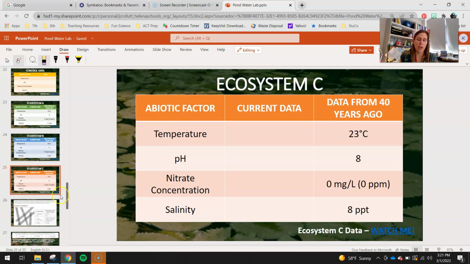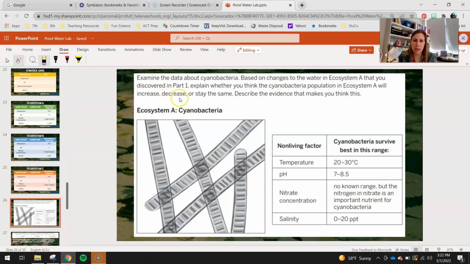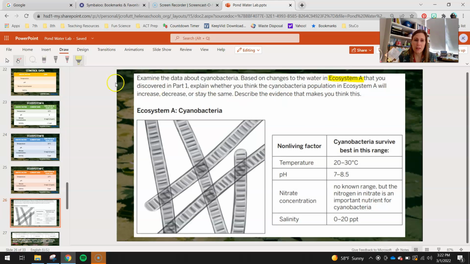Once you have done that, you're going to take a look at 3 organisms and make a prediction as to what you think is going to happen to those organisms in these ecosystems. So examine the data about cyanobacteria. Cyanobacteria is a type of bacteria that sometimes people call blue-green algae. Based on the changes to the water in ecosystem A, so for this one you're just focusing on ecosystem A that you discovered in part 1, explain whether you think the cyanobacteria population in ecosystem A will increase, decrease, or stay the same. Describe the evidence that makes you think this.